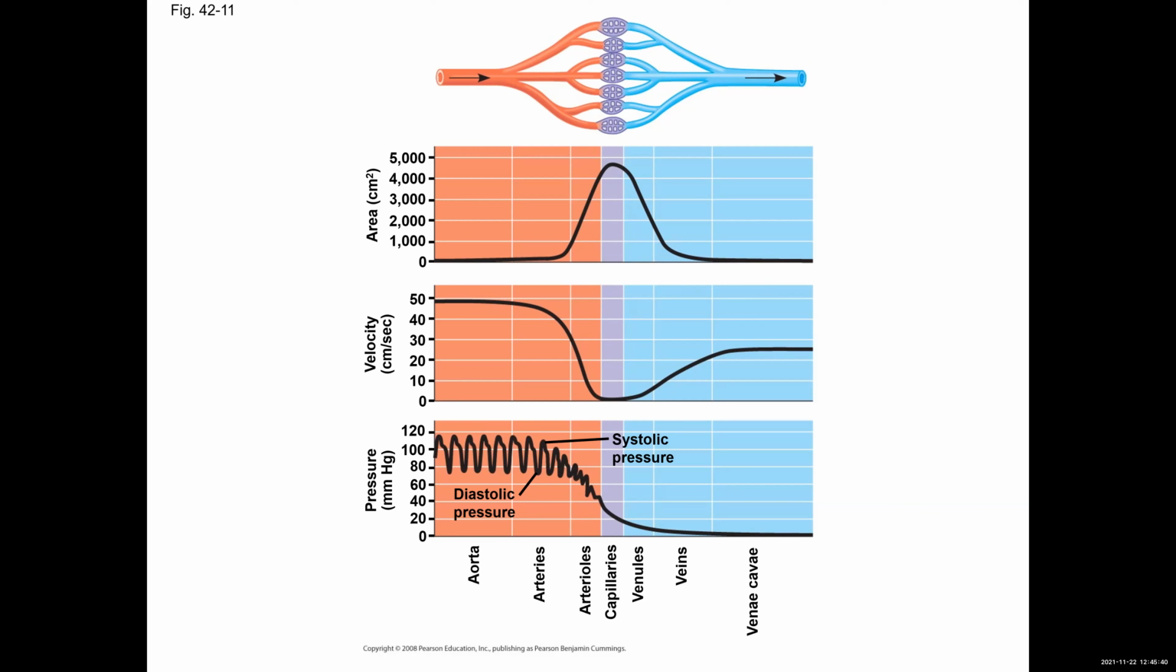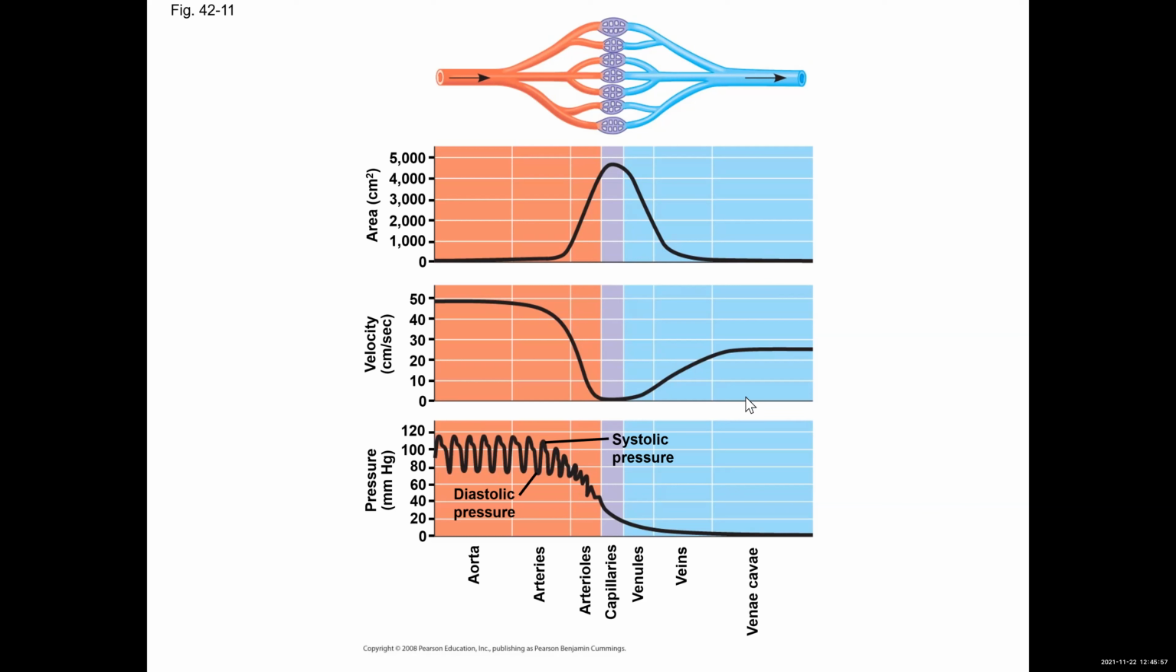Now, as those capillaries join up with one another again, the cross-sectional area decreases. So this is where we're putting our finger over the hose, and we're actually getting it to sort of start flowing at a faster rate again, which is going to allow it to get back to the heart.